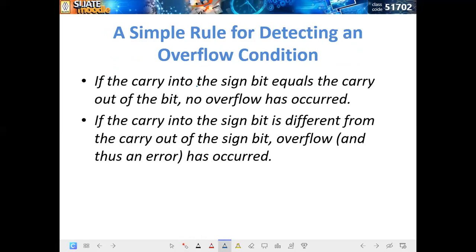So how can you find that overflow is there? Overflow happens when you add two positive numbers and you get a negative number, or when you add two negative numbers and you get a positive result. Then how can you find it? If the carry into the sign bit equals the carry out of the sign bit, no overflow has occurred. You can find this by referring to the sign bit.